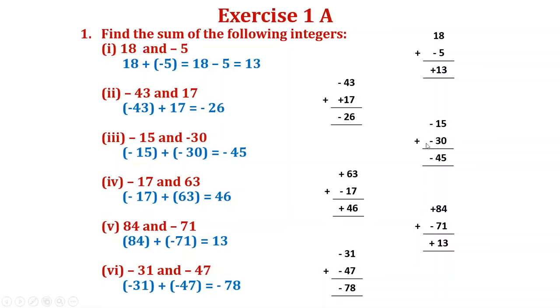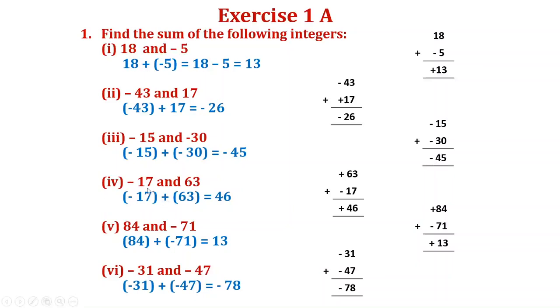You see on the right side here, just add the numbers irrespective of the signs. So 15 plus 30 is 45, and put the sign which is common to both. The sign common to both numbers is minus, so you should write minus here. Simply remember that if you are adding two negative numbers, you will get a negative number only. If you are adding two positive numbers, you will get a positive number only. So that's the logic here.